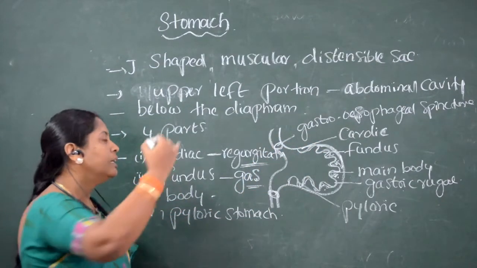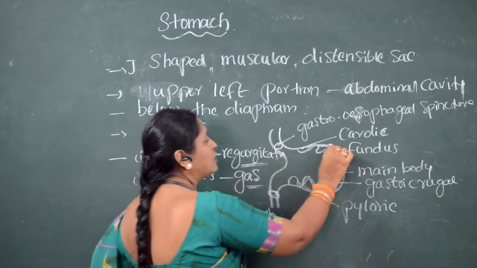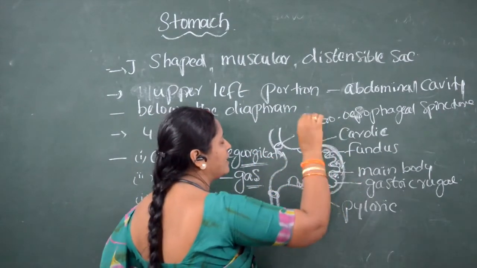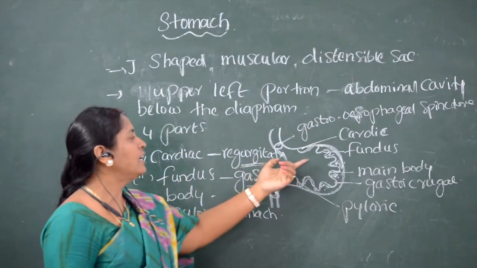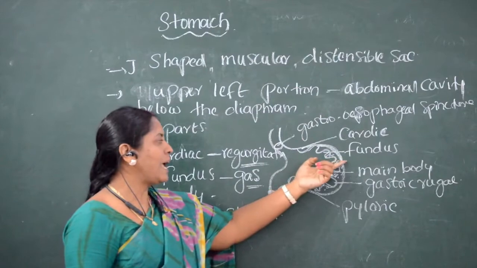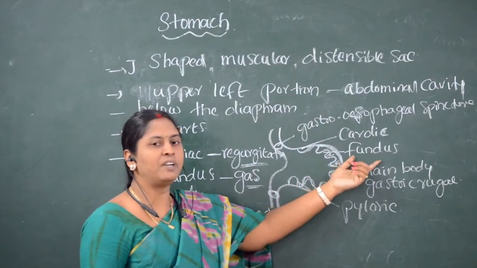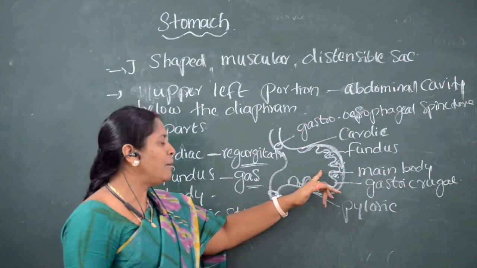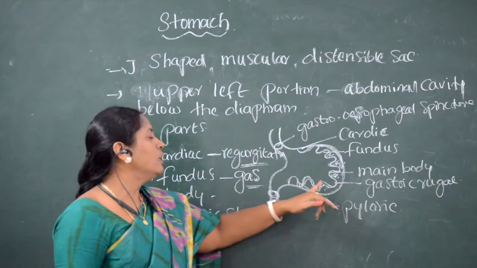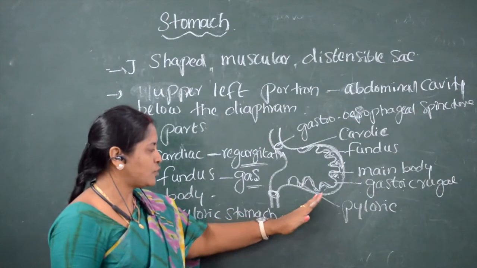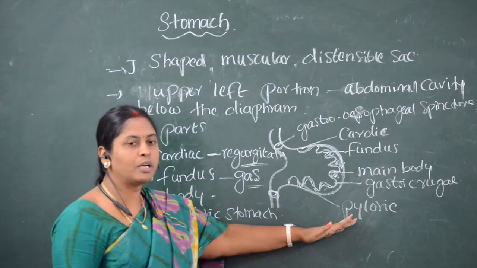The upper projected part of the stomach is called the fundus. The gas which is released in the stomach is filled in the fundus. The middle part of the stomach is called the main body. Then the posterior part of the stomach is called the pyloric stomach.